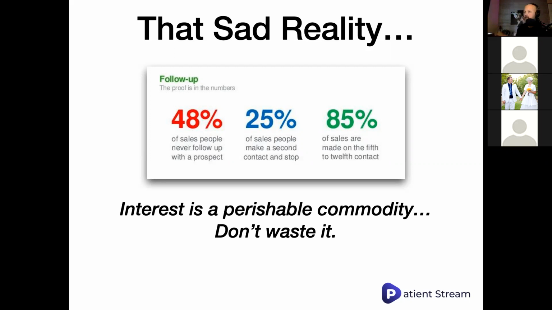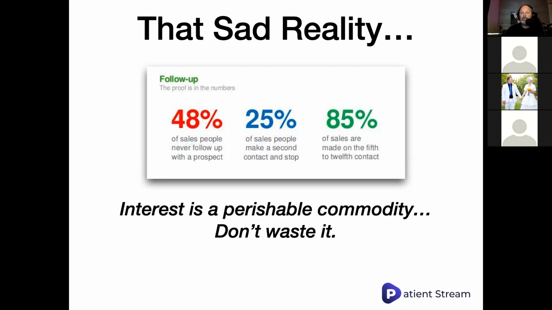In fact, this book is 100% about the follow-up process. Every single page is dedicated to it. I didn't guess this stuff. That's just what it is. 85% of your sales, of your new patients, are going to come after the 5th to 12th contact. So if you don't get to the point where you're making that many touches, you're not going to get 85% of the results.